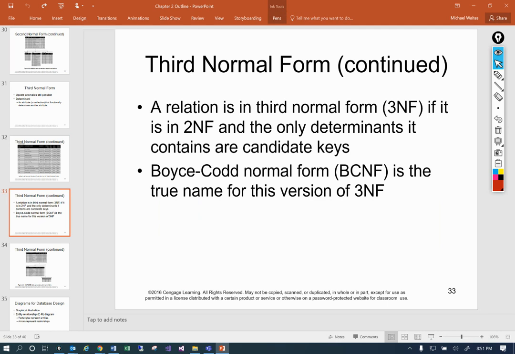It's also called the Boyce-Codd normal form. And the great thing is you should remember.